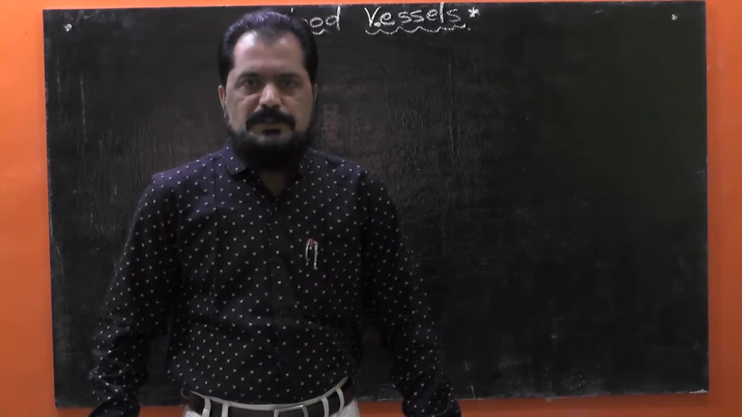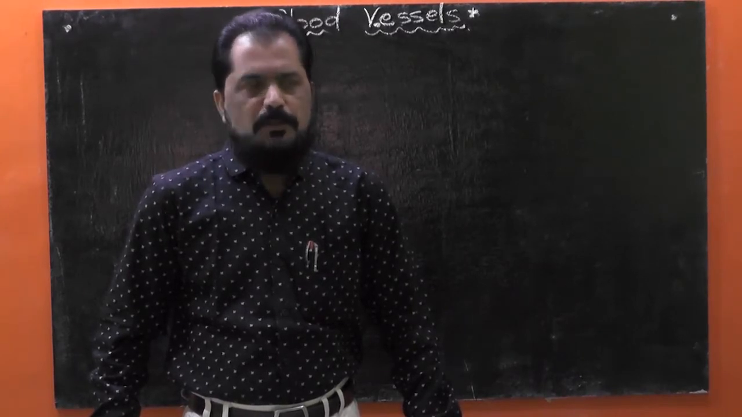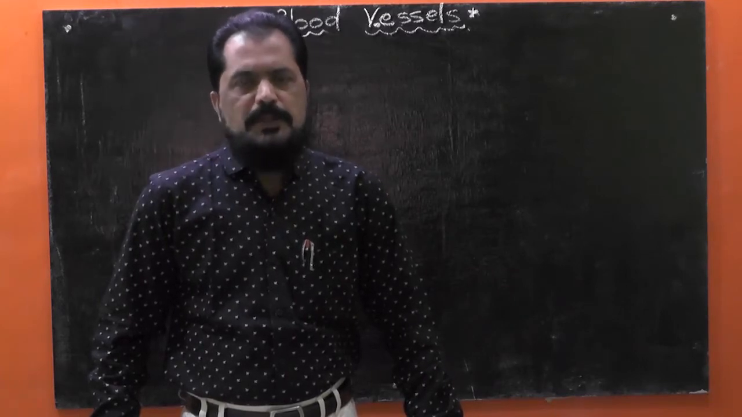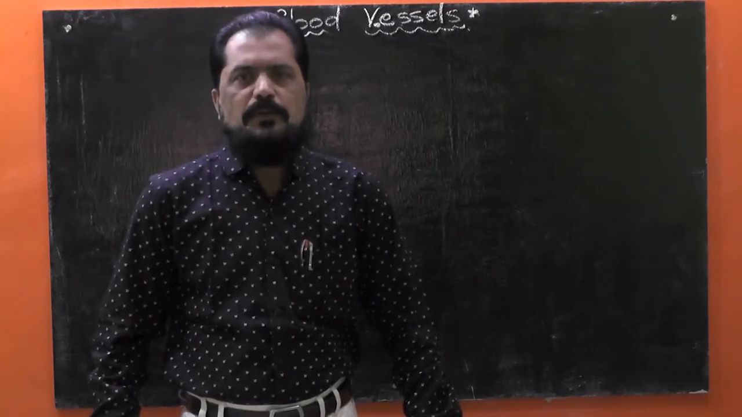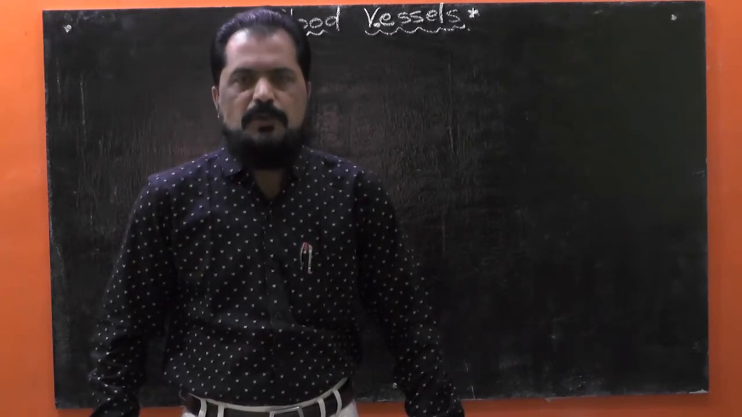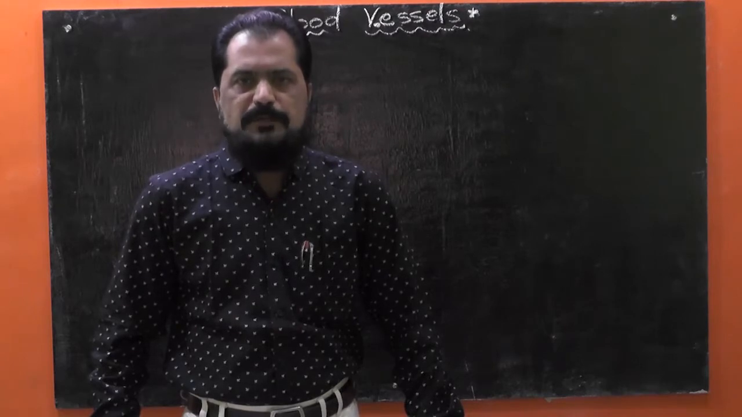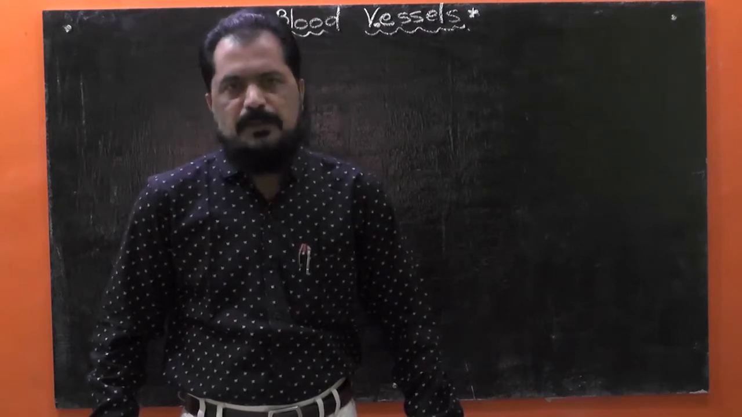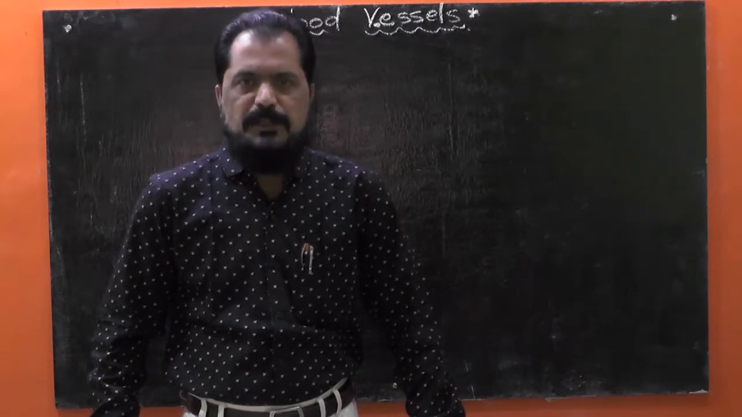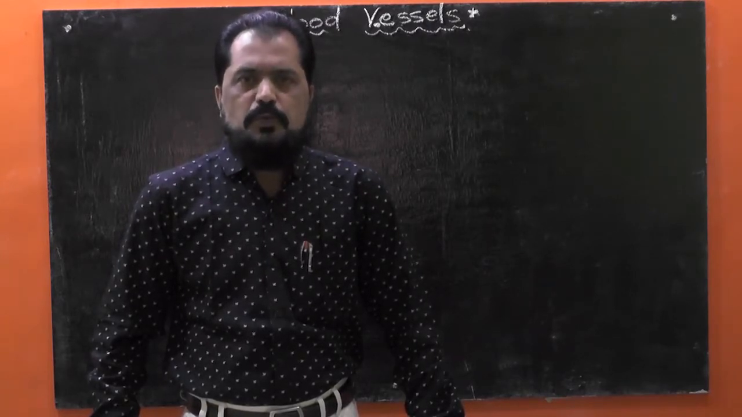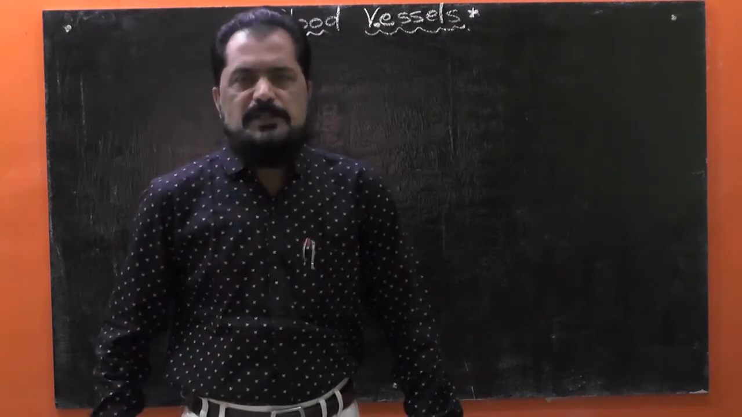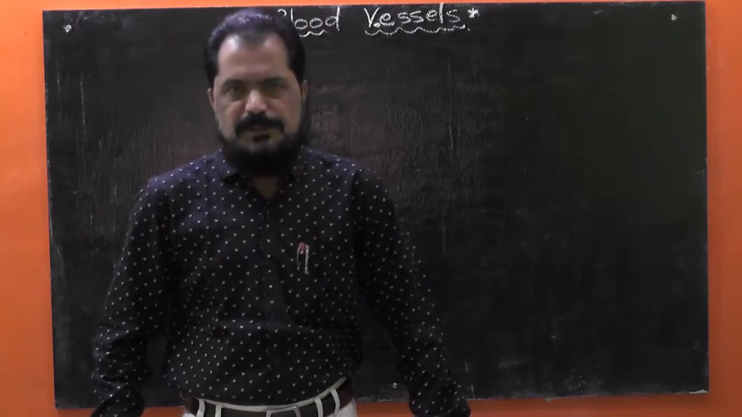Friends, in our today's lecture, we are going to learn about the blood vessels. We all are aware that in human beings and in all vertebrates, also in some invertebrates, non-chordates, closed blood vascular system is present. We know that closed blood vascular system means the system in which blood flows through blood vessels through closed pipeline and does not come out of the blood vessels.